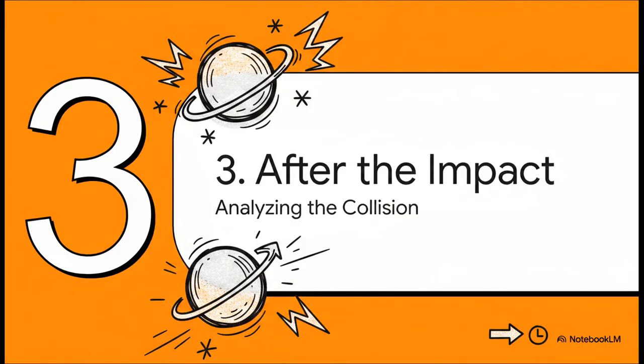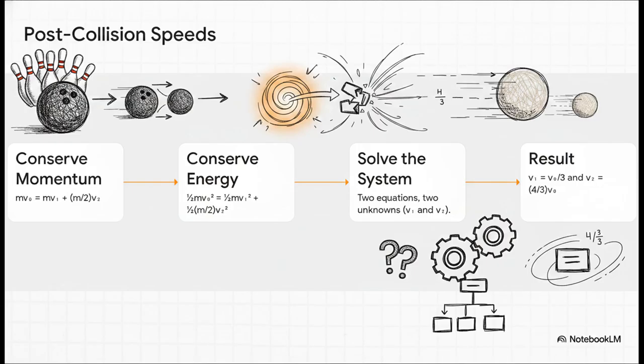Now let's apply them to that split second right after the impact and see how fast everything's moving. So, we write down our two big equations. First, conservation of momentum. All the momentum the ball had before has to be shared between the ball and the hit sphere after. Second, conservation of kinetic energy. Same idea, but with the energy of motion.